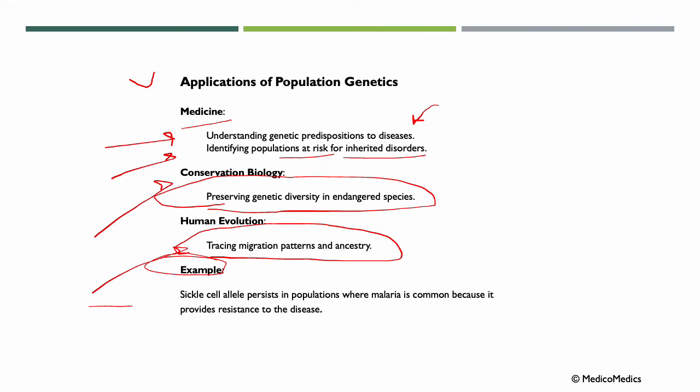A medical example could be that the sickle cell allele persists in populations where malaria is common because it provides resistance to the disease.